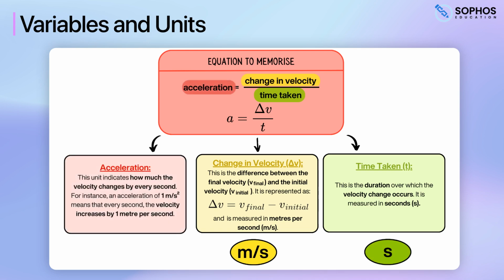The unit of acceleration is meter per second squared. This unit indicates how much the velocity changes by every second. For instance, an acceleration of 1 meter per second squared means that every second, the velocity increases by 1 meter per second.